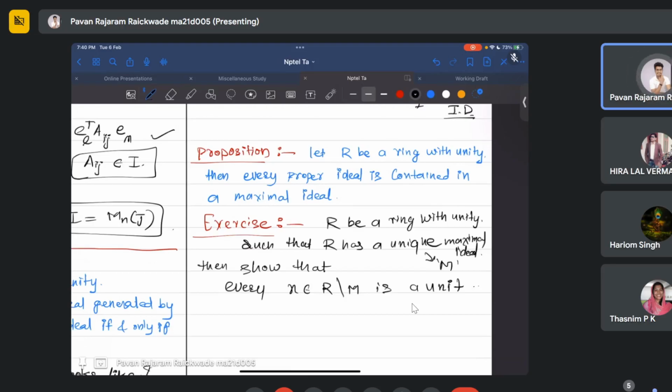Is this proposition known to you? Is it already explained in the class lectures? Every proper ideal is contained in maximal ideal. Yes. Okay. If not, you can try for the proof also. This proposition can be proved using Zorn's lemma. Okay. If not, I'll explain this in the next week. Now time is over, so I'll explain this proposition next week again, the proof and this exercise also.